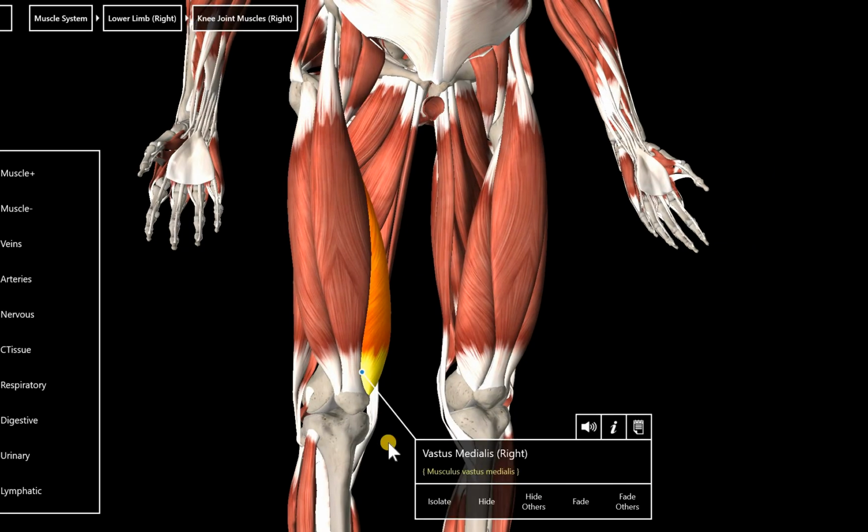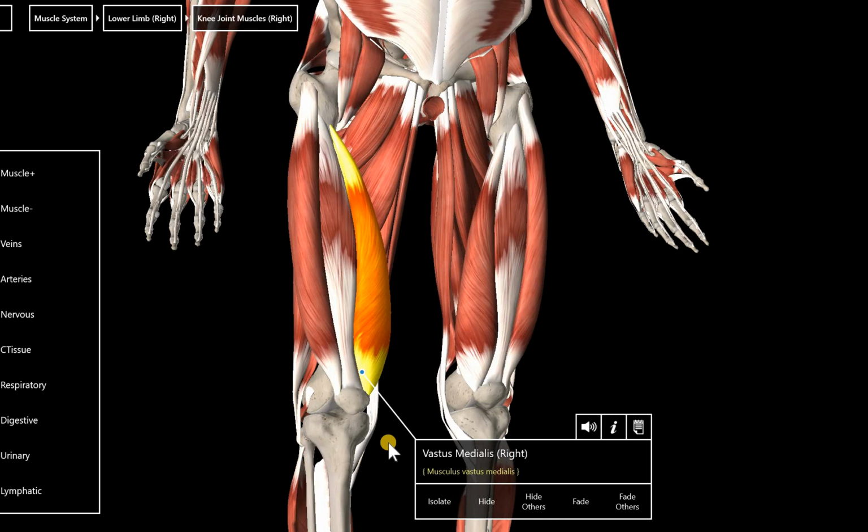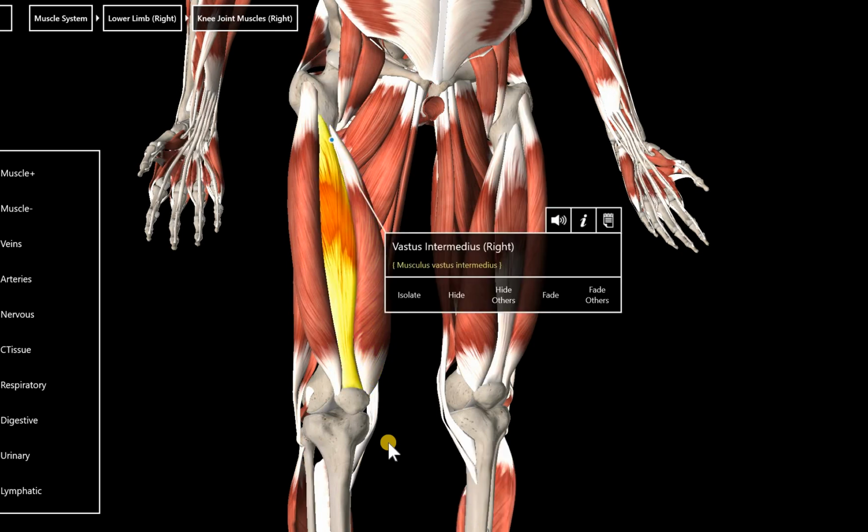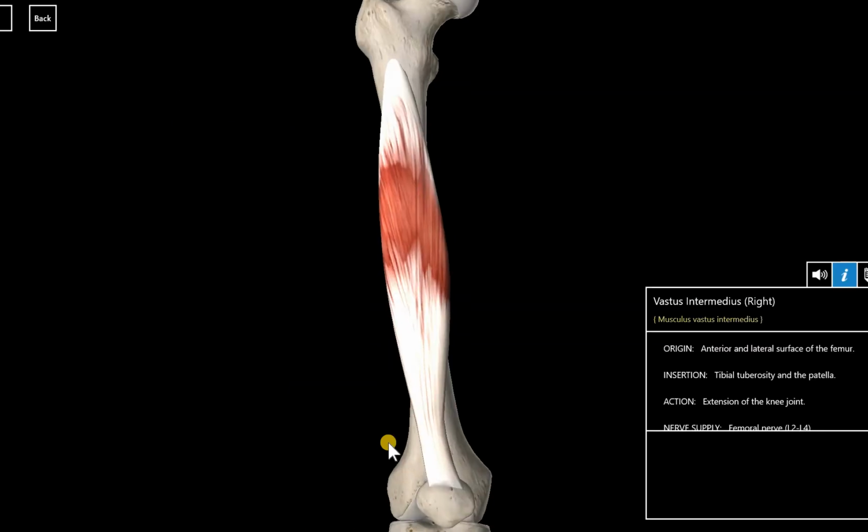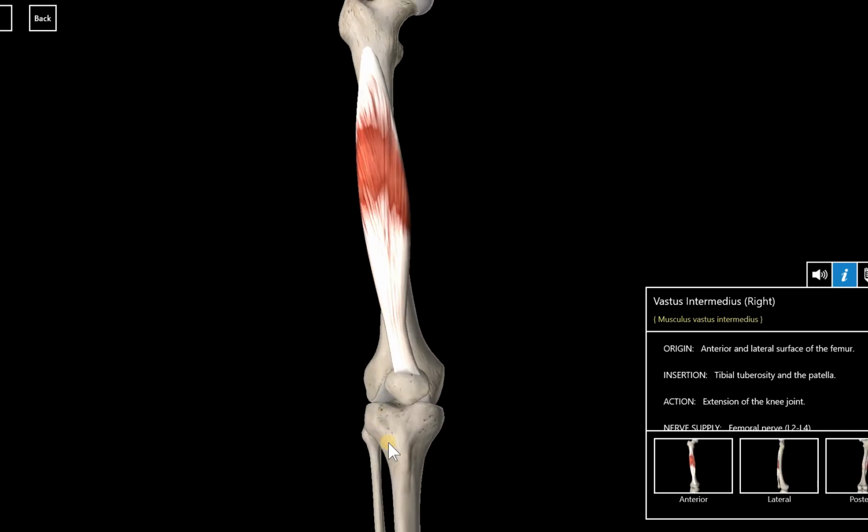Okay, let's peel back the rectus femoris, and you'll see the vastus intermedius. Okay, it has its origin on anterior proximal femur. And insertion, patella, patella tendon, tibial tuberosity. Action is extension at the knee.